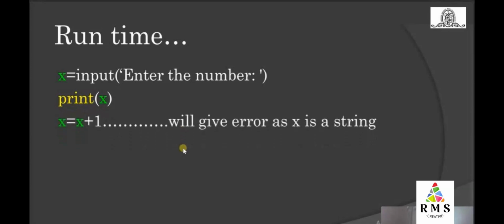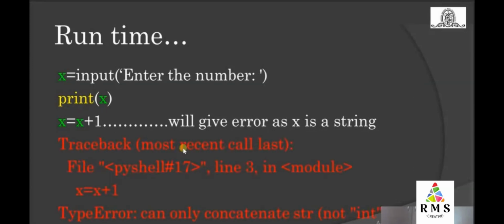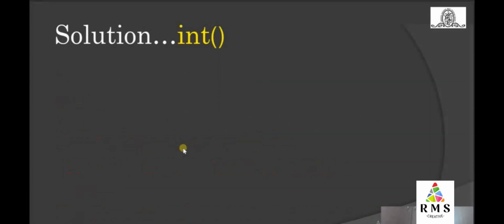But X is equal to X plus 1. This will give the error. Why? Because X is a string. Input will return the string only. So if we are going to convert this in integer, we will have to use a type conversion function. This will be the error over here. So what is the solution? Friends, you can try this code by your own and you can get the error. You can see which type of error you are getting. Okay, this is your task. Just try to complete it.